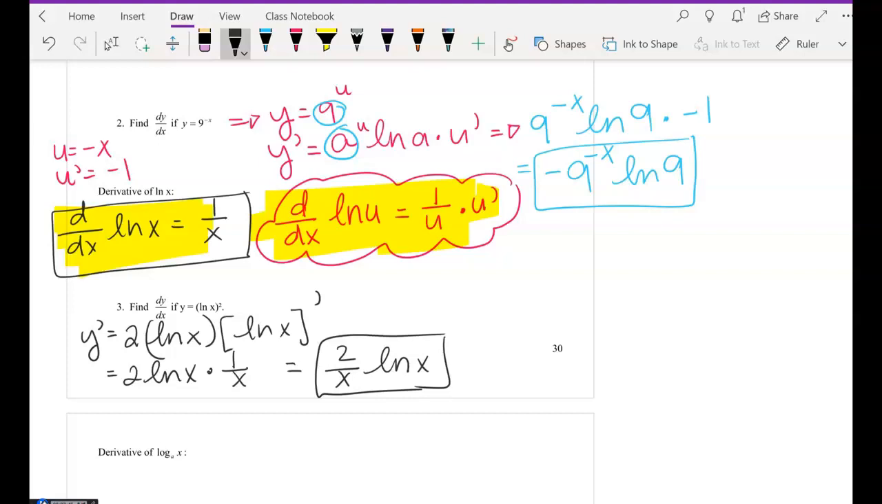We have another rule, which is log base a. Okay, I'm just going to pause for a little bit so you can start writing the work for example 3.